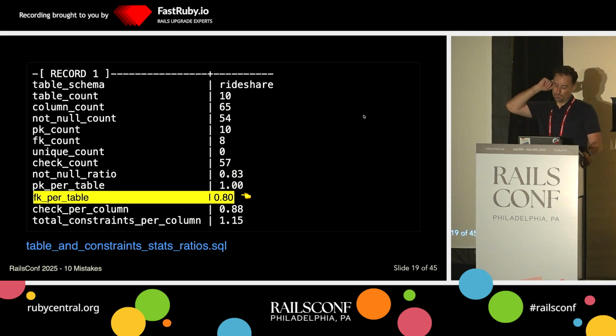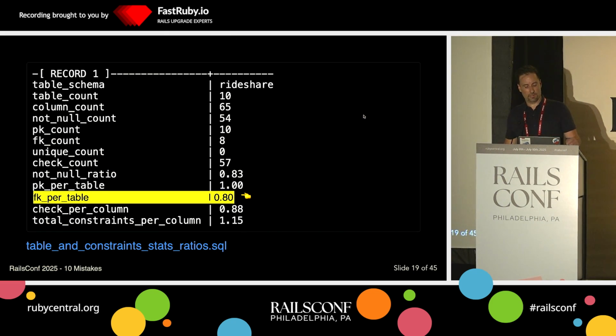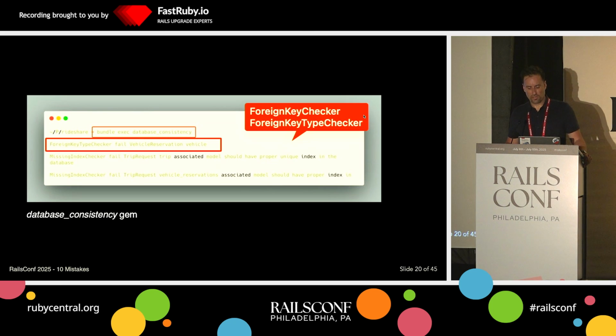So this is a SQL query that's just showing the number of foreign keys per table as a ratio. And this is useful if you just want to do a quick check on your own database for your usage of constraints. Here's a quick screenshot from that database consistency command line tool.